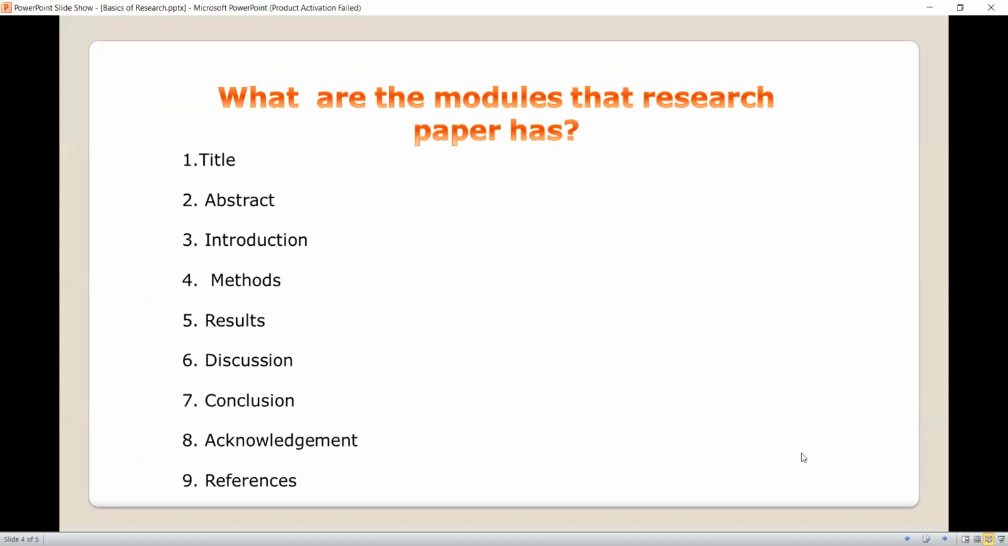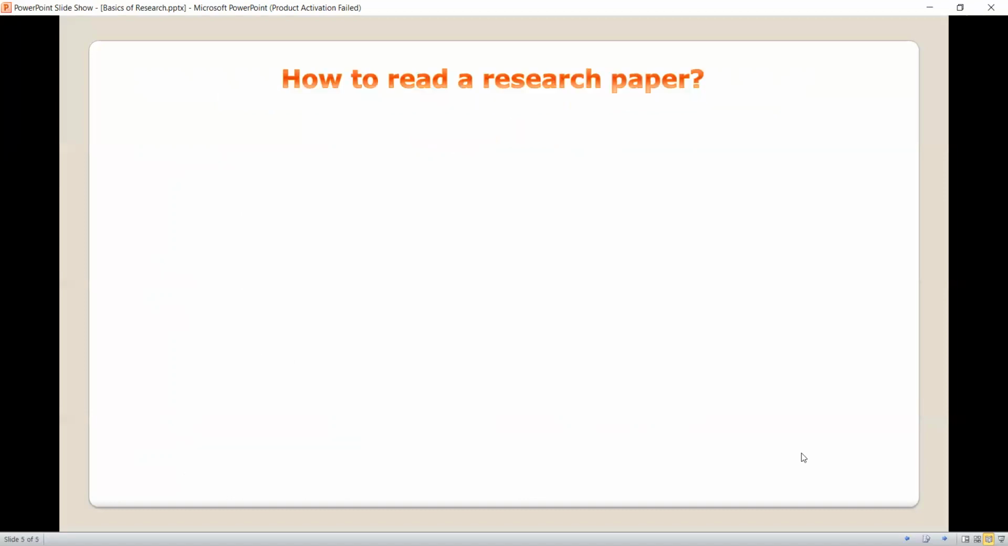And then come to the last question of my presentation, that is how to read a research paper. This is also one of the most important things when you want to write a research paper. First, you need to break down each section of the paper and follow it step by step. If you follow some steps to read the paper, it will be very helpful and easier to understand.